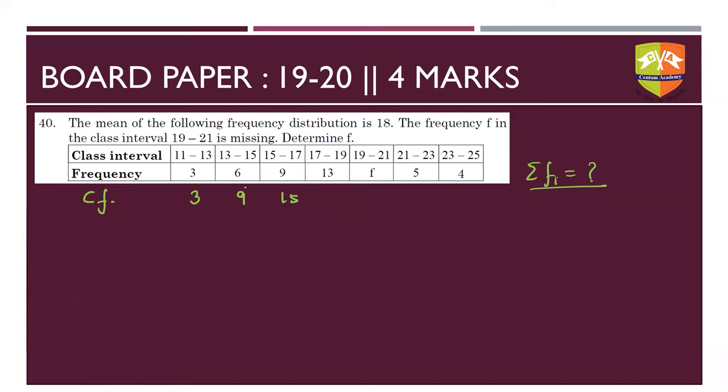So 3, 9, 9 plus 6, 15, 15 plus 13, 28, 28 plus F. And then 33 plus F. And then 37 plus F. I am guessing F could be 3. Looks like, no?